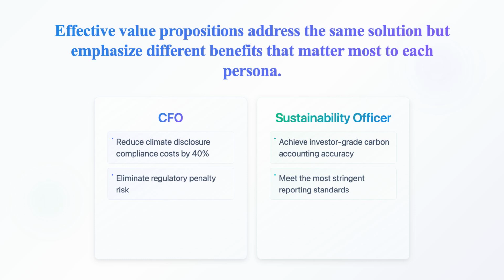Notice how each value proposition addresses the same solution but emphasizes different benefits that matter most to each persona. The CFO cares about cost and risk. The sustainability officer cares about accuracy and credibility. The operations head cares about implementation simplicity. Practice writing persona-specific value propositions for your own target accounts.